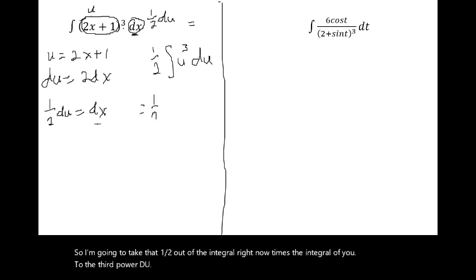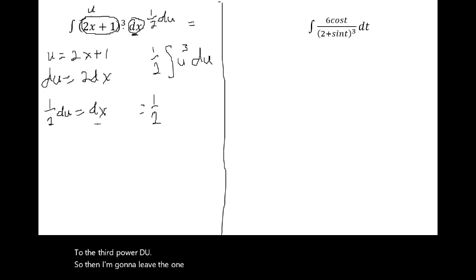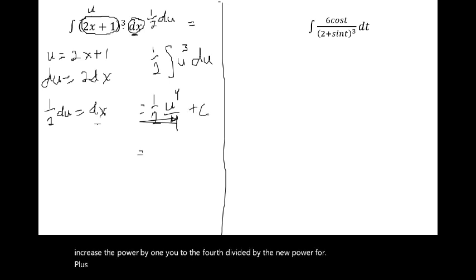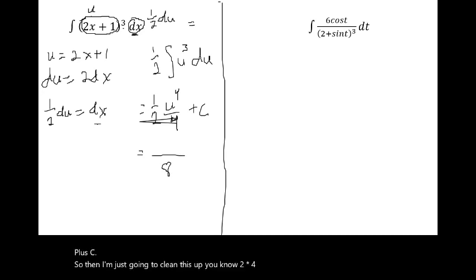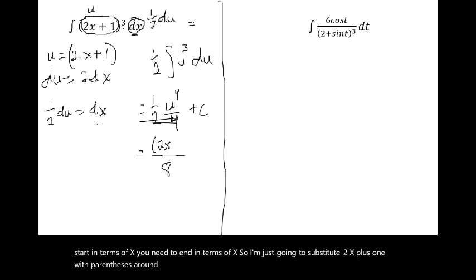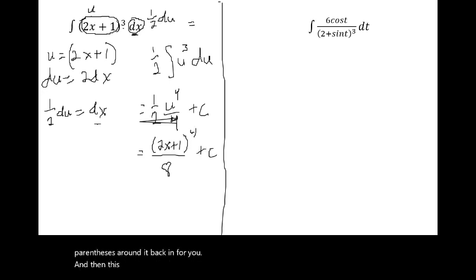So then I'm going to leave the 1/2 alone, and we're going to use the power rule. So I'm going to increase the power by 1, u to the 4th, divide by the new power, 4, plus c. So then I'm just going to clean this up. 2 times 4 is an 8 in the denominator. And then if you start in terms of x, you need to end in terms of x. So I'm just going to substitute 2x plus 1 with parentheses around it back in for u. And then this is going to be our final answer.